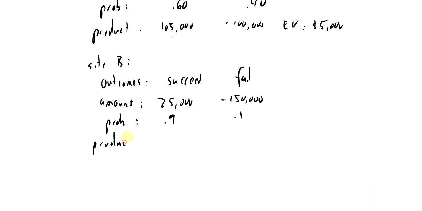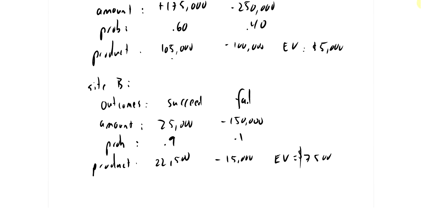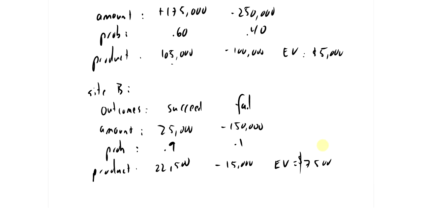Multiply those together. 0.9 times 25,000 is 24,500. Is that right? 22,500. I have a little difficulty with my handwriting there. So 22,500 minus 150,000 times 0.1, that's minus 15,000. So what's your expected value here? 22,500 minus 15,000, that's 7,500. So in both cases, site A and site B, you expect to make money overall, but not a whole lot. 5,000 here, 7,500 there.